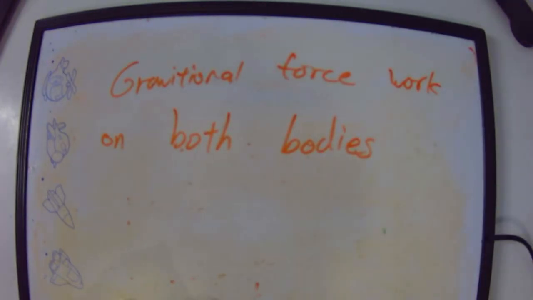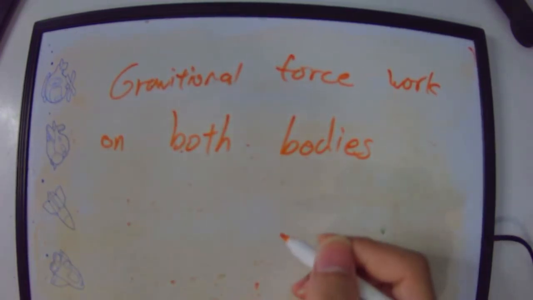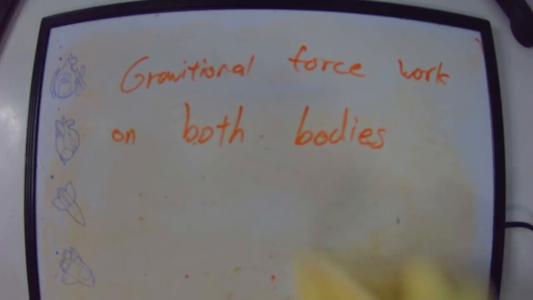Both the Earth and the durian are experiencing 19.63 newtons, at least according to the question that we just did. Both of them are experiencing the same amount of force. Now, if both are experiencing the same amount of force, in theory both the Earth and the durian are moving towards each other. They are both actually accelerating towards each other.